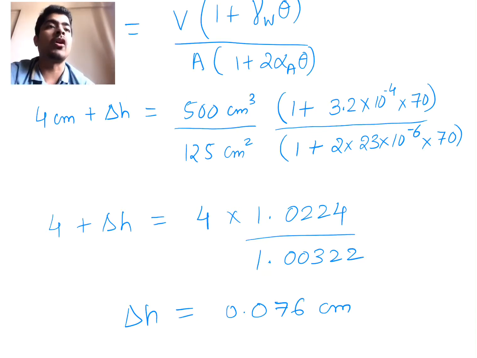However, this answer will not match with the answer given in the book. Why? That is because in the solution of the book they have ignored the change in area of the container. We have taken over here the change in area of the container, right? But in the book's solution we have to ignore the change in area. Then we get the solution of the book.